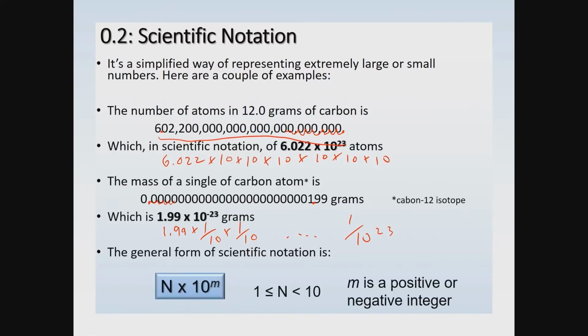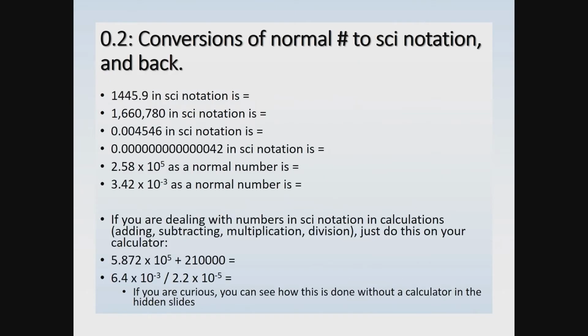The general form of the scientific notation is n times 10 to the m, where n is some number between 1 and 10. And so that is called the coefficient. M can be any kind of positive or negative integer. Okay, so let's practice some scientific notation really quick.